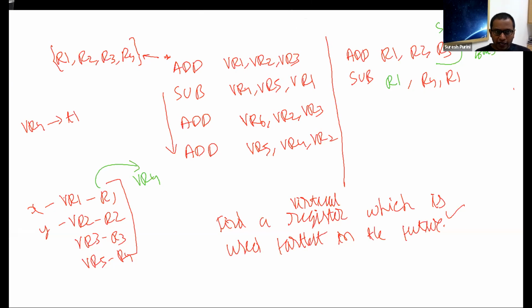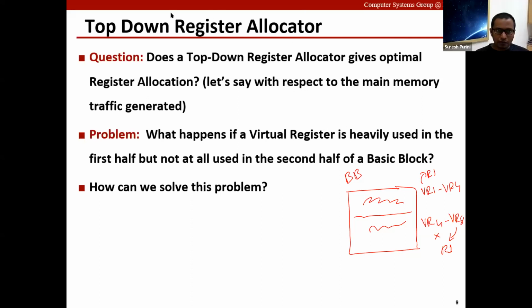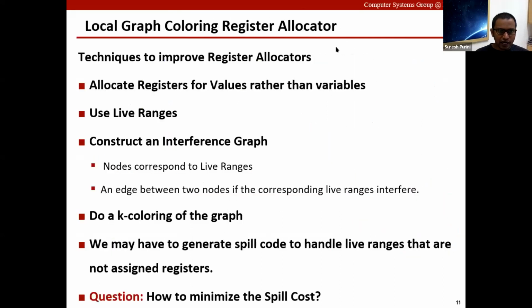So finally, maybe I will take this up in the next class, but let's see. Yeah, I think I will stop here. There is one more idea on how to do local register allocation using graph coloring. It's a very interesting approach. We will take this approach in the next class.